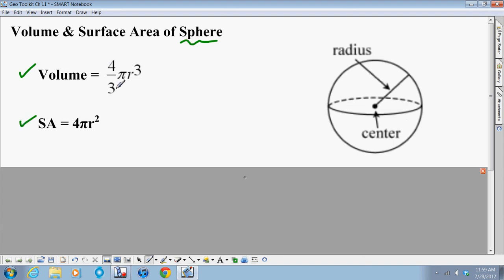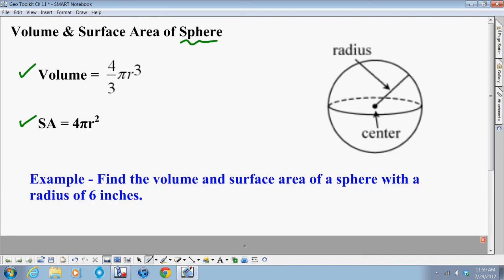For volume, it's 4/3 times pi times the radius cubed, so that's to the third power there. And surface area is 4 times pi times the radius squared. All right? So what we're going to do right now is find the volume and the surface area of a sphere if the radius is 6 inches. So I'm going to write the radius right over here is 6. Okay? So let's do the volume first.